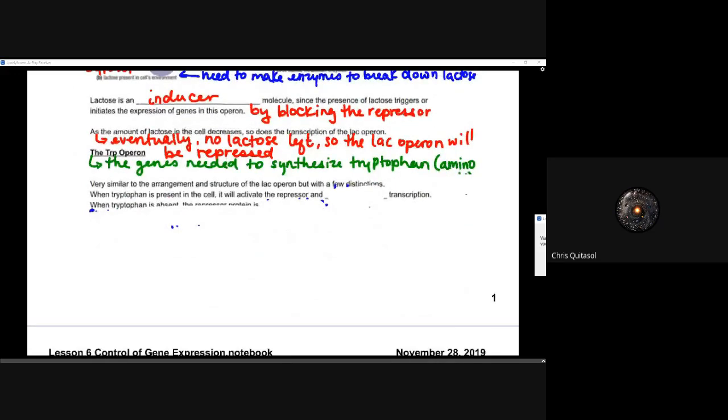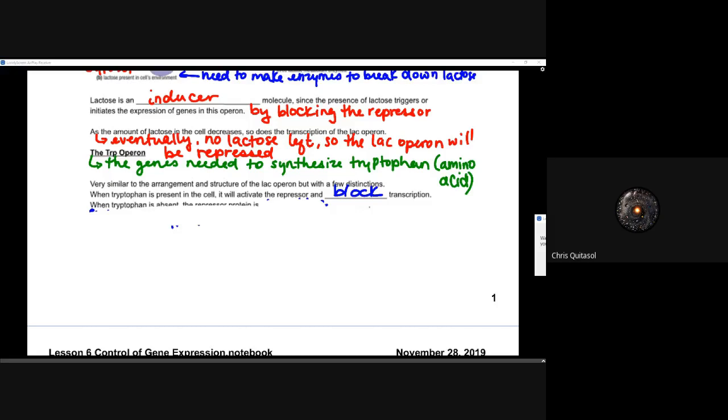And the trp operon are the genes responsible for synthesizing tryptophan, which is an amino acid that you find in large quantities in meat and meat products. It is very similar to the arrangement and structure of the lac operon, but with a few distinctions. When tryptophan is in fact present in the cell, it will activate the repressor and block transcription. So kind of reverse, right?